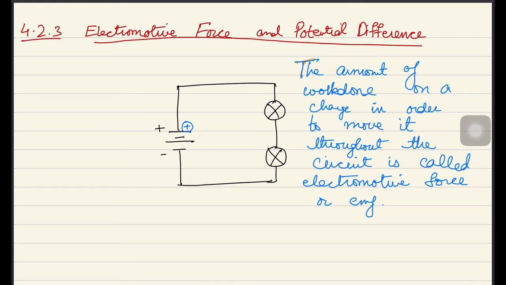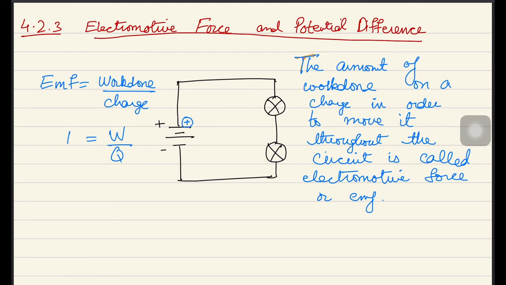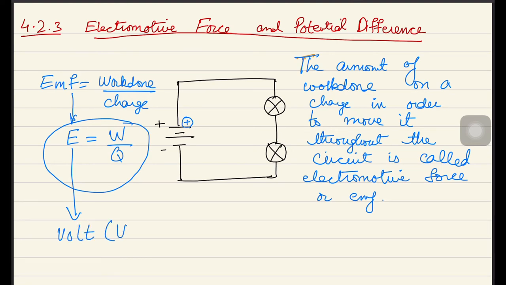The formula for the EMF, I'll write it over here: EMF is equal to work done per unit charge, so work done divided by the charge. Symbolically, we represent work done with W and charge with Q. We represent EMF with capital E. It's not energy, it's EMF. So EMF is equal to work done per unit charge, or E is equal to W over Q. Now, the unit of the EMF is volt, and we represent volt with capital V.